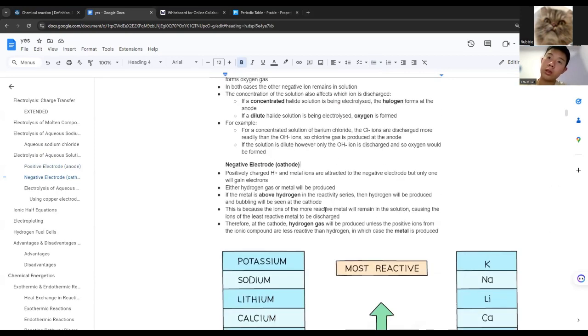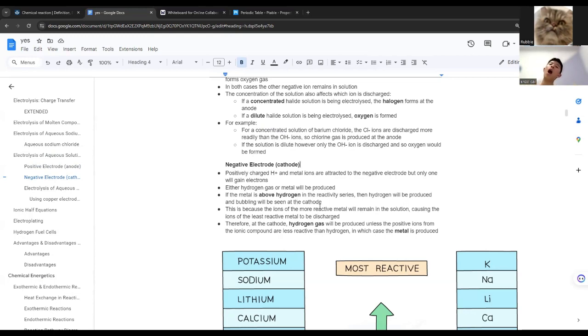Okay, negative electrode. Positively charged hydrogen ions and metal ions are attracted to the negative electrode, but only one can gain electrons from the electrode. Either hydrogen gas will be produced or the metal is produced. So it has to be sodium or hydrogen.